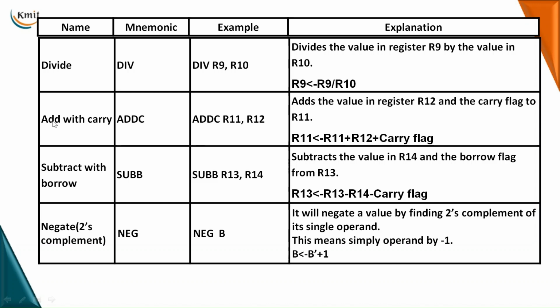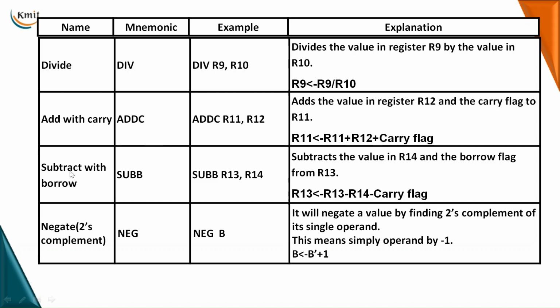So next type of instruction is add with carry. So addition along with a carry bit. We represent it as addC, addition with carry. So addC R11 comma R12 means that it adds the value in register R12 and the carry flag to register R11. So R11 implies R11 plus R12 along with the carry flag.